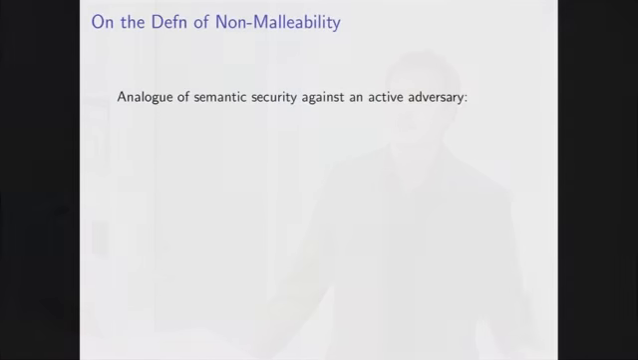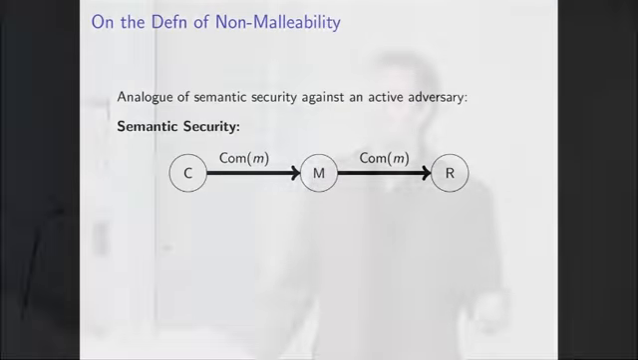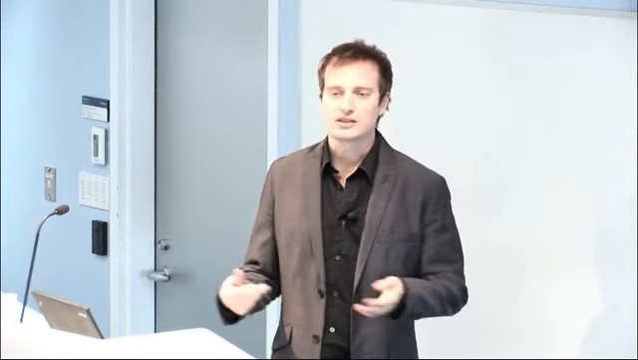And I want to do so by arguing that it's really just the analog of semantic security, but against this active sort of adversarial channel. If you think about it, semantic security considers the setting where the C wants to send a message to R, and the adversary is the channel, and he's going to eavesdrop on what they're sending. So this is sort of a semi-honest man in the middle who's just going to receive the commitment or encryption or whatever, and he's just going to forward it. And we want that the man in the middle can't know what is on the channel.